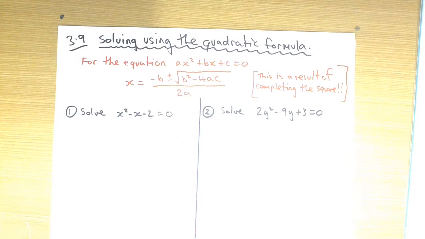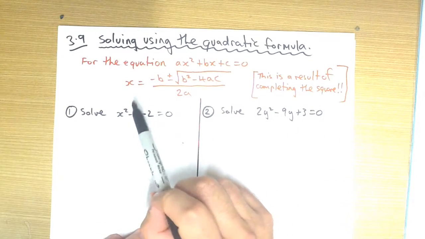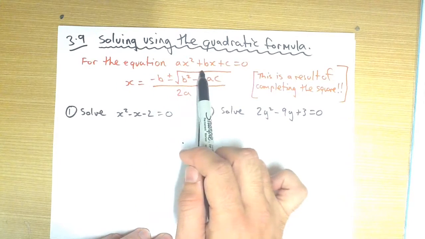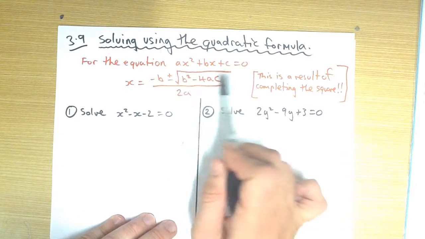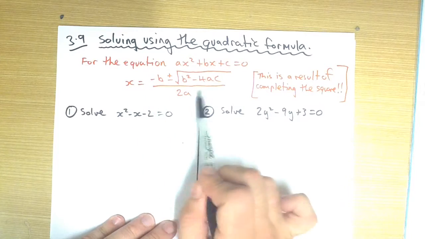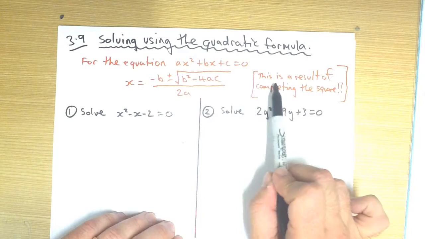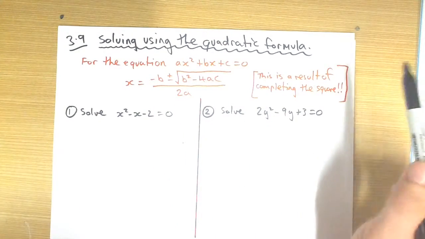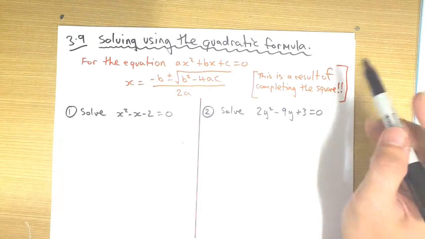Okay, this is solving quadratic equations using the quadratic formula. Now, you're familiar with the quadratic formula, so we just finished completing the square. For the equation ax squared plus bx plus c equals 0, if I actually solve that by completing the square, this is the result. I'll do that on the board in class. I don't want to do it here. So the actual quadratic formula is a result of completing the square on the equation ax squared plus bx plus c equals 0. Alright, let's get started.